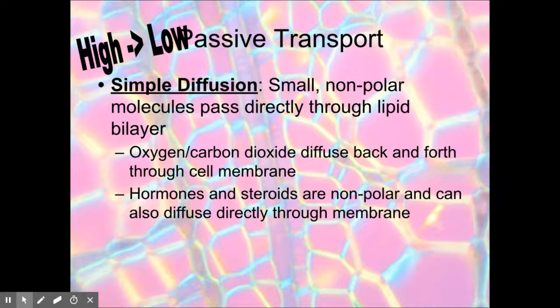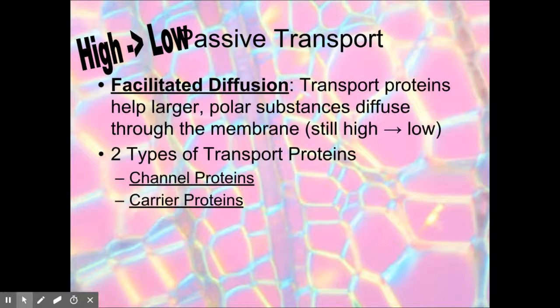The other kind of passive transport is called facilitated diffusion. So we had simple, now we have facilitated. Write this down, including our 2 types of transport proteins. We'll talk about those. And give a thumbs up when you're good.